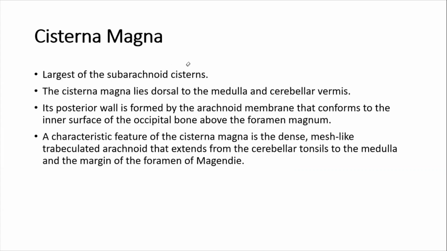The cisterna magna, which is the largest of the subarachnoid cisterns, lies dorsal to the medulla and the cerebellar vermis. The posterior wall is formed by the arachnoid membrane that lines the inner surface of the occipital bone above the foramen magnum. Its characteristic feature is that it has dense, mesh-like trabecular arachnoid that extends from the cerebellar tonsil to the medulla and the margin of the foramen magnum.